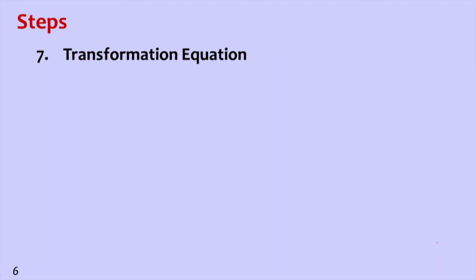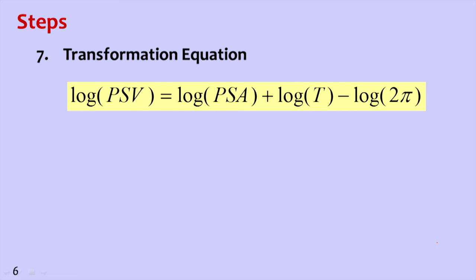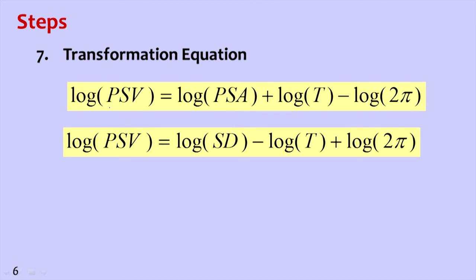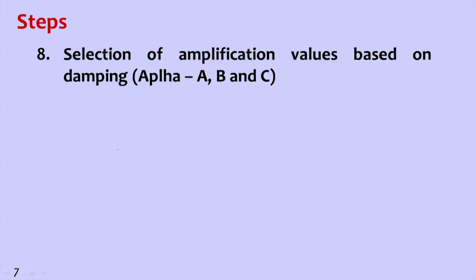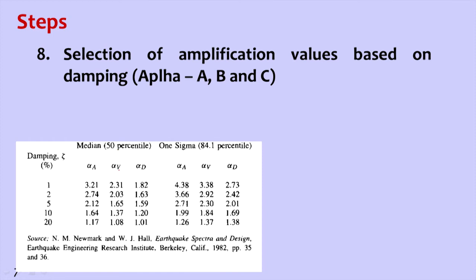Then step 7, use the transformation equation. That is, how do we get pseudo spectral velocity from pseudo spectral acceleration and natural period? When we have pseudo spectral acceleration and the corresponding period, we can plug in those values and get pseudo spectral velocity. It can also be converted from pseudo spectral displacement, using the spectral displacement to spectral velocity conversion formula. Step 8, selection of amplification values based on damping. That is alpha A, B and C. These three values are available: acceleration, velocity and displacement.